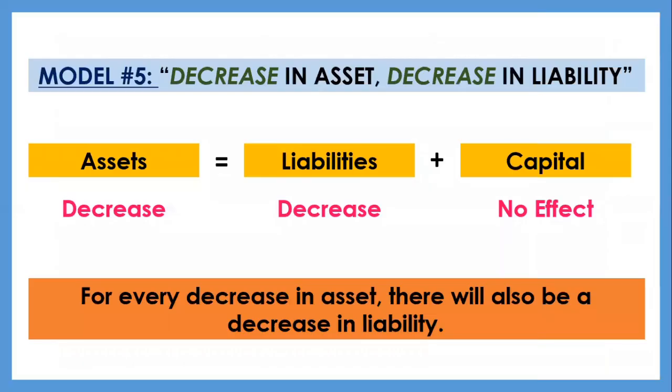And finally, we have model number 5. Model number 5 is decrease in asset, decrease in liability. Now, as you can see on the sample figure, there is a decrease in assets, decrease in liability, and no effect on capital. So for every decrease in asset, there will also be a decrease in liability. In order for us to better understand model number 5, let us have an example.